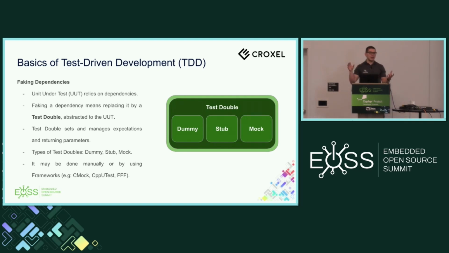Finally, the mock is the most refined one, in which you not only validate the parameters and return values, but also make sure that the number of times you've called this API, and the order compared to the other APIs in this module, are the way they should be. You can set all these expectations. So dummy, stub, mock, depending on your needs, you could use any of these, or just one of them. And you may implement these test doubles manually, or use a framework to do that.